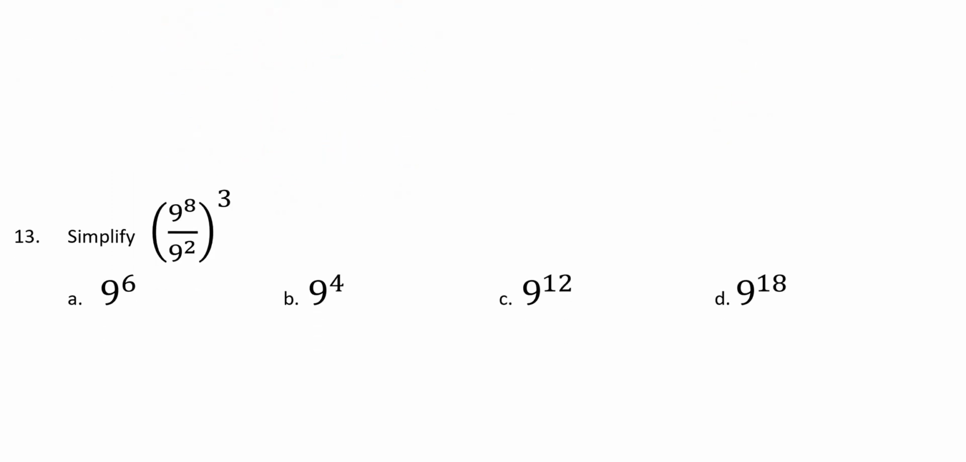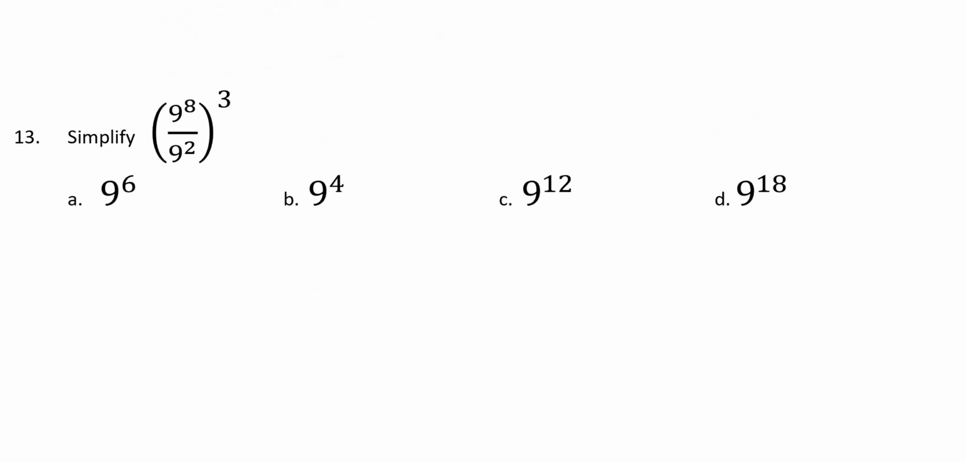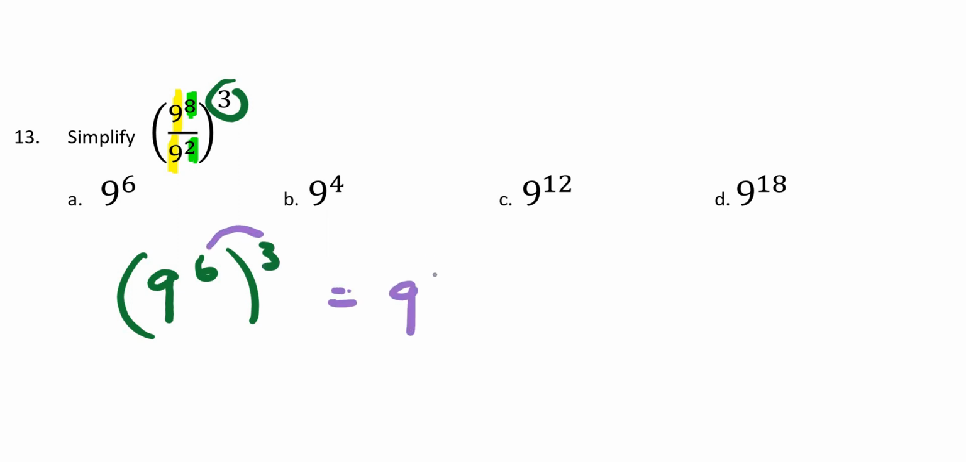Okay, let's move on to question 13. For question number 13, I would do the brackets first. With BEDMAS, always do the brackets first. All right, so then I notice that the base here is 9 and a 9. If the bases are the same, you just subtract the powers. So what is 8 minus 2? 8 minus 2 is going to be 6. And then you have this 3 that's hanging on the outside, and now you just multiply the powers there. This will be 9 to the power of 18. That's it.